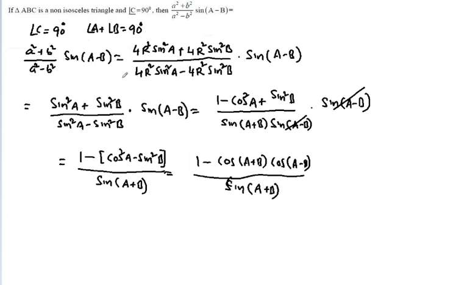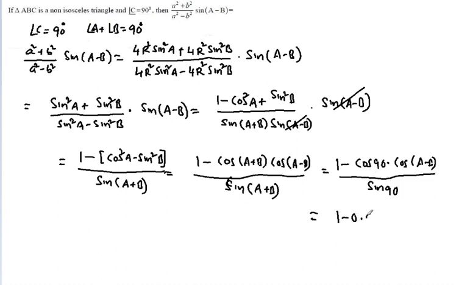We know that the value of A plus B is 90 degrees. That is 1 minus cos 90 into cos of (A minus B) by sine 90. Here it is 1 minus cos 90, that is 1 minus 0 into cos of (A minus B), by sine 90, whose value is 1. That is 1 by 1, that is equal to 1. That is the answer.